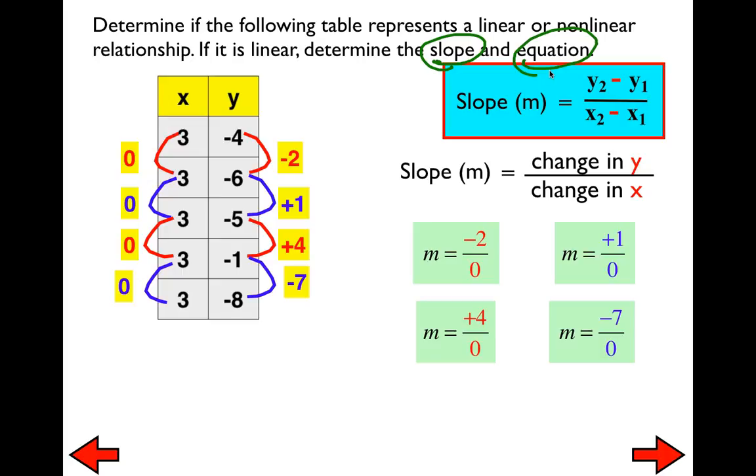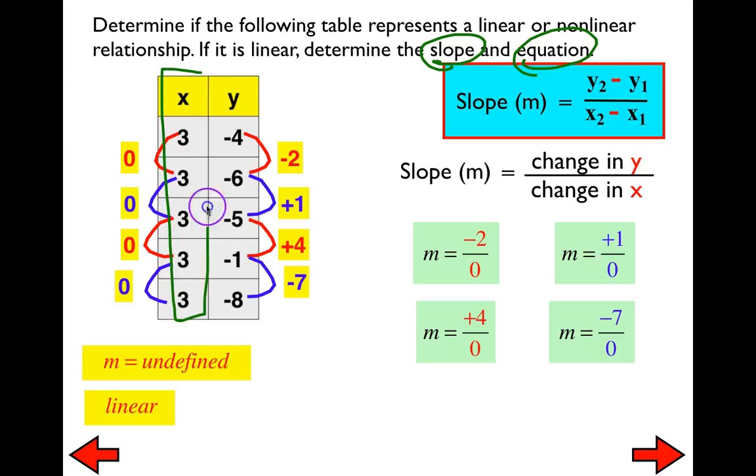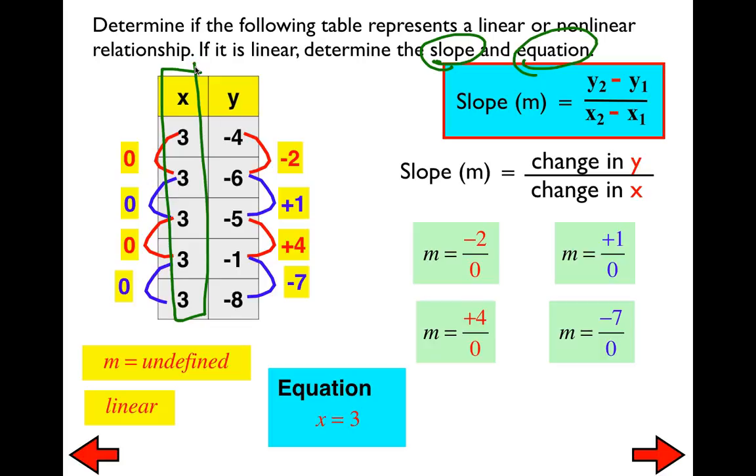So guess what? Since it's consistent, it's definitely linear, and we can say the slope is undefined because you can't divide by 0. And of course it's linear. But what about the equation? Well, if you take a look, all of the x's were the same exact number. X's were 3's. So my equation would be as simple as stating x equals 3.